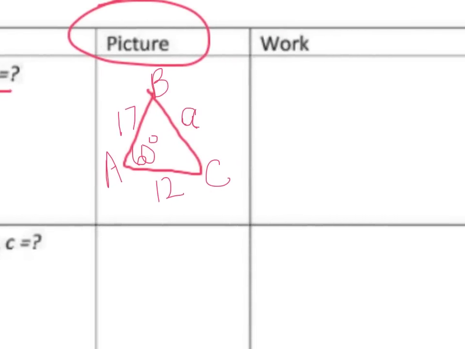In this case, I have side angle side. Going back to that table that we filled out, side angle side is going to be law of cosines. Now in this case, I'm looking for side A, so that's what I'm going to start with.